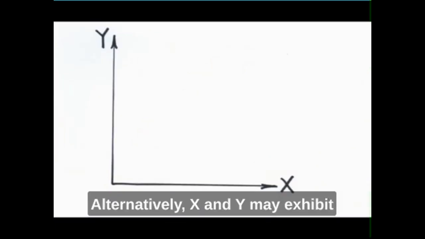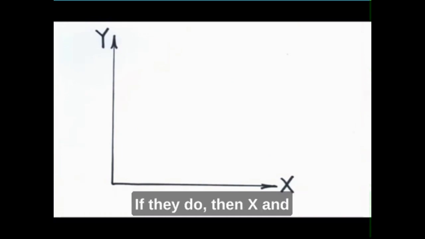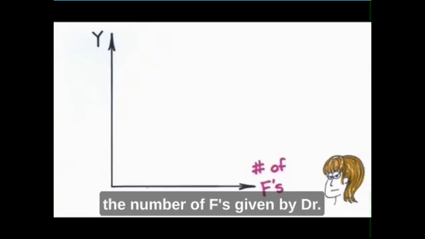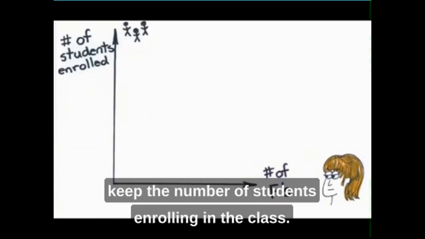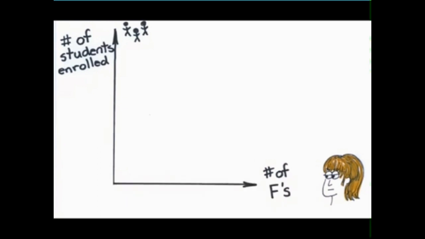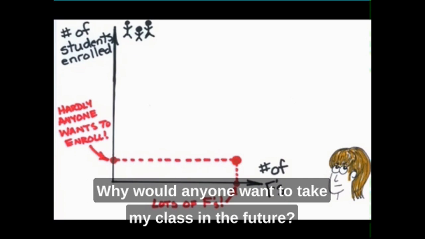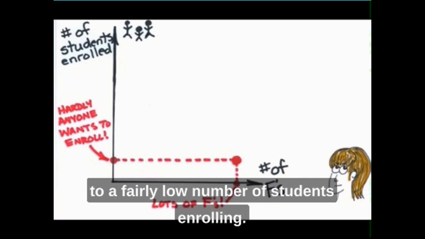Alternatively, x and y may exhibit a negative or indirect relationship. If they do, then x and y will move in opposite directions. That is, as one rises, the other falls. For example, how about instead of the number of A's on the horizontal axis, I put the number of F's given by Dr. McGlasson. And then on the vertical axis, I'm going to keep the number of students enrolling in the class. If I fail practically everyone in the class, why would anyone want to take my class in the future? I find that a large number of F's translates to a fairly low number of students enrolling.